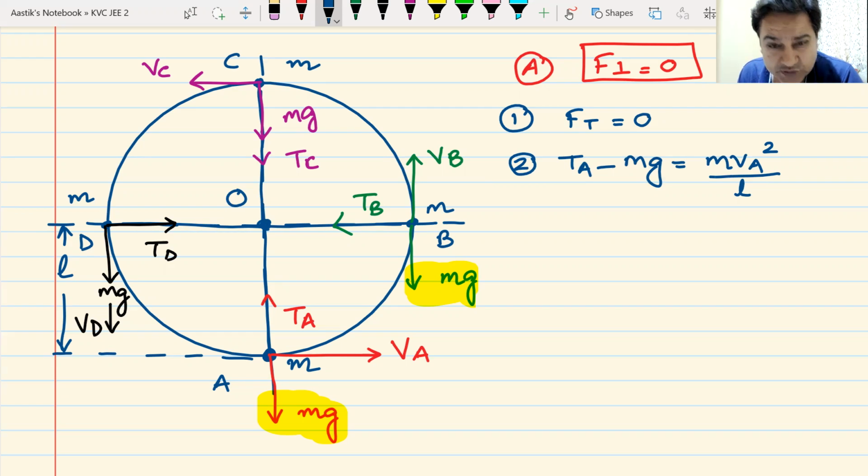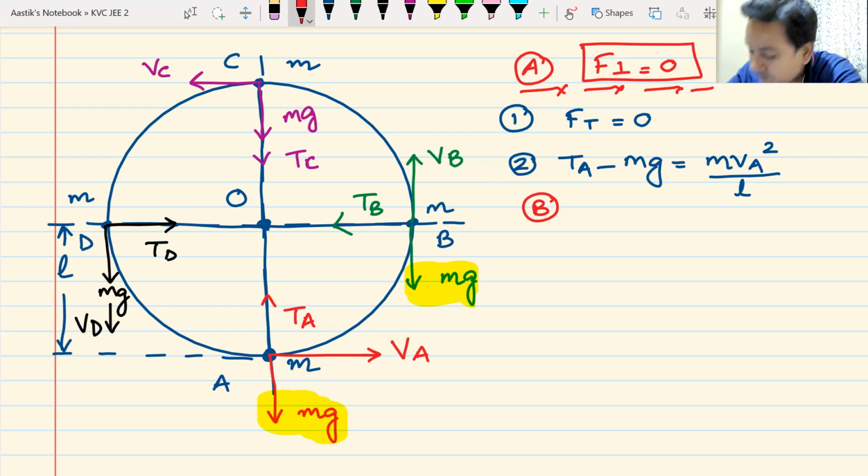Do we all understand this equation? Yes or no? Yes, sir. Okay, that is the equations at point A. There is no perpendicular force, so I will not write any equation in the perpendicular direction. This is what my point A equation looks like.